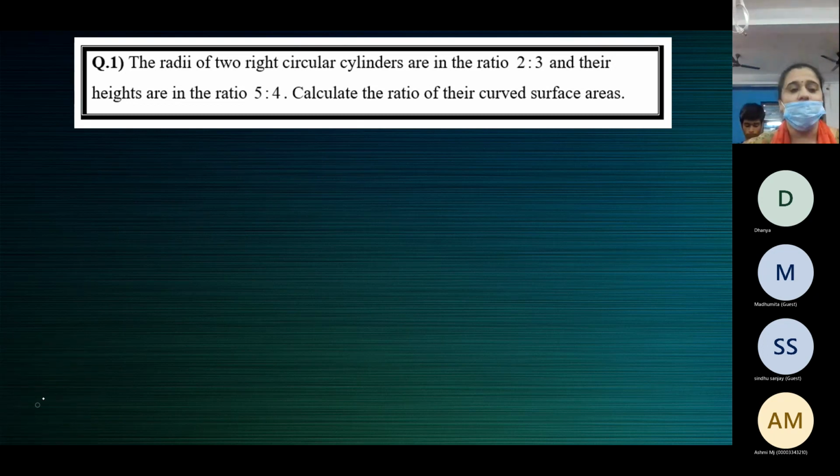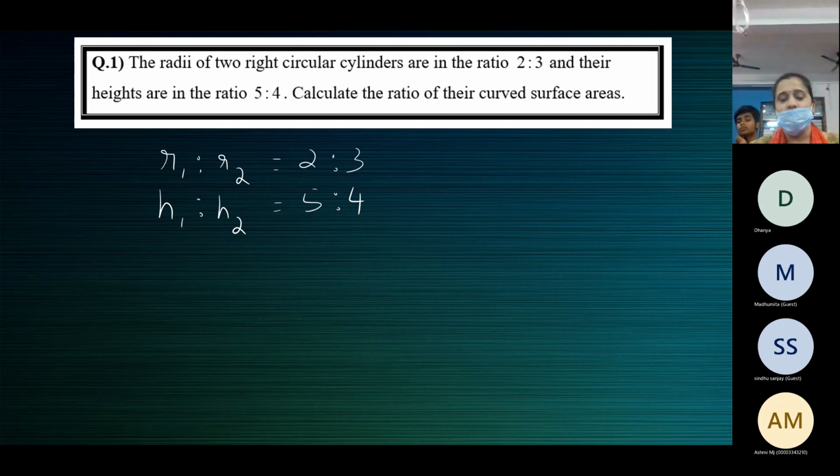So here we have two right circular cylinders, and the ratio of their heights and radii is given to you. That means R1 is to R2 is equal to 2:3, correct? And H1 is to H2 is equal to 5:4. The ratio of their radii is 2:3, the ratio of their heights 5:4. With this given to us, we need to find the ratio of their CSAs, curved surface areas.